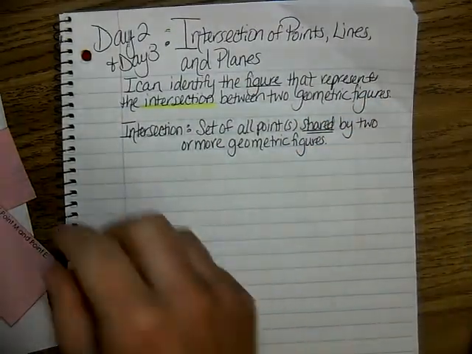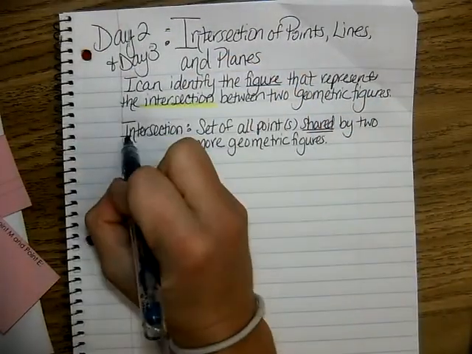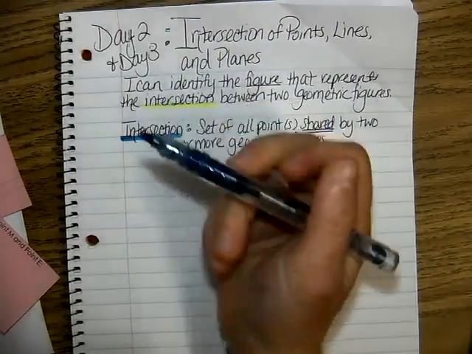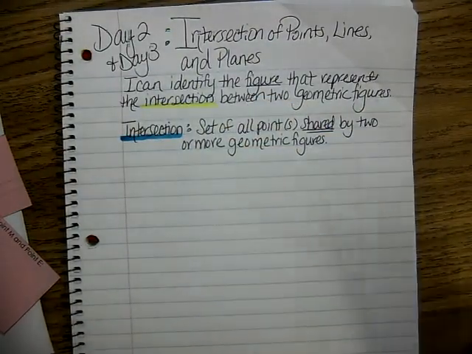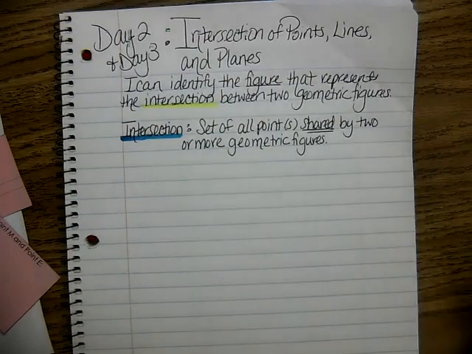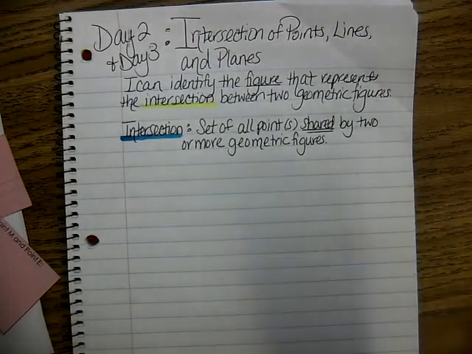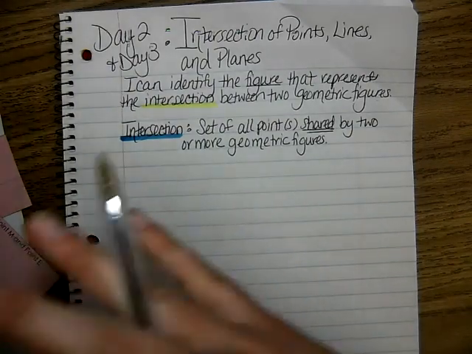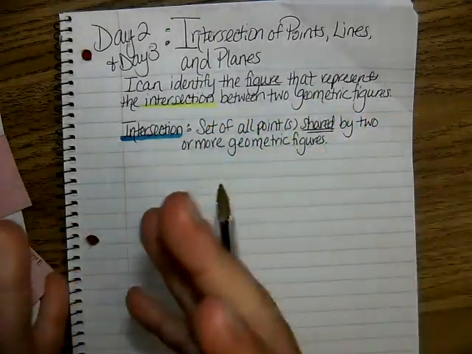What do they have in common? And that is the word intersection. And we think of the intersection of roads, or the intersection of states, the intersection of countries, the intersection of points. It's where they all share or they meet together.